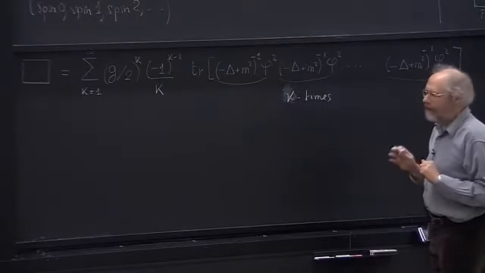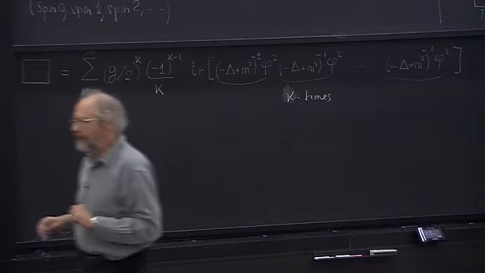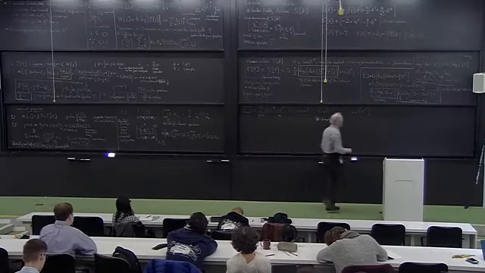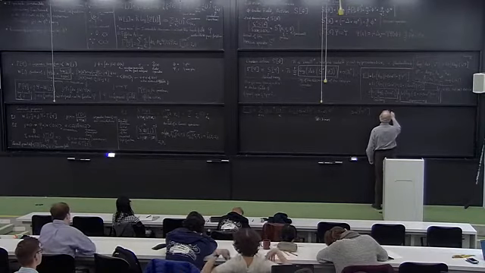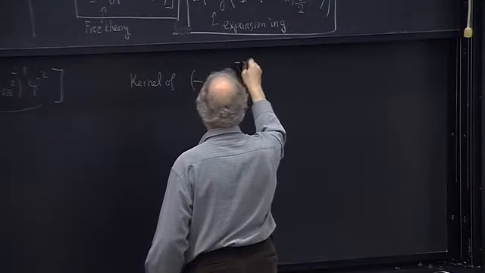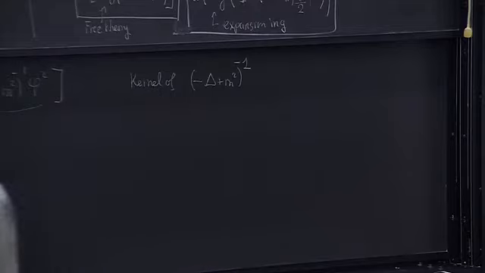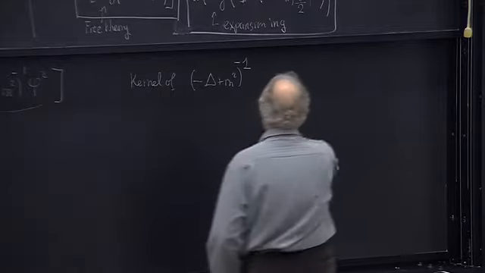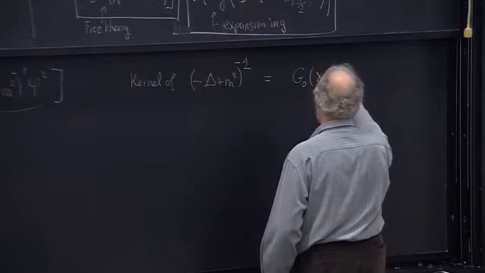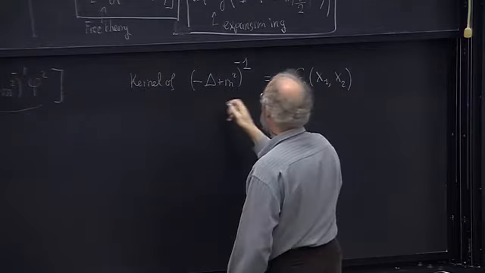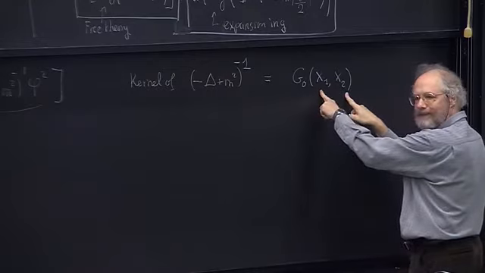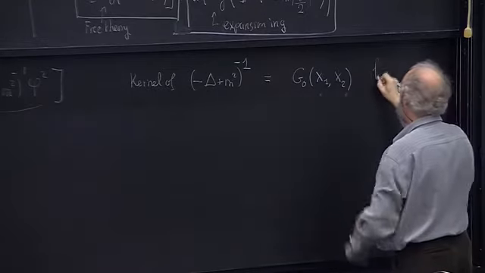Now, let's express these operators in terms of kernels. So what is the kernel of minus delta plus m squared minus 1? This is just the free propagator. If you want, it's a matrix element of this operator between two points x1 and x2. It's a free propagator.